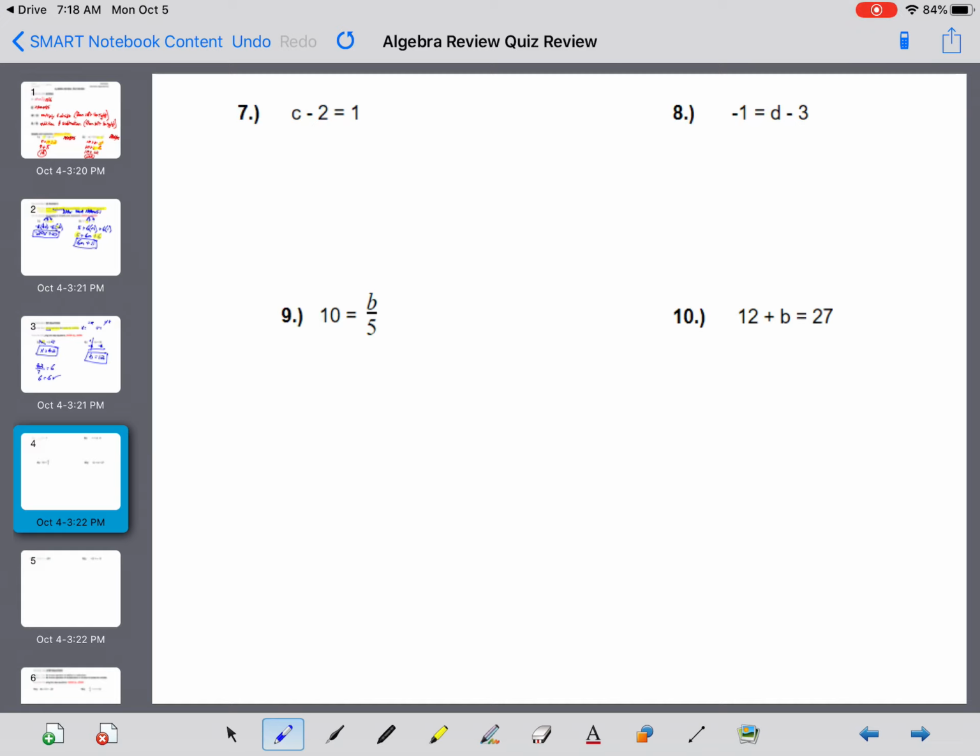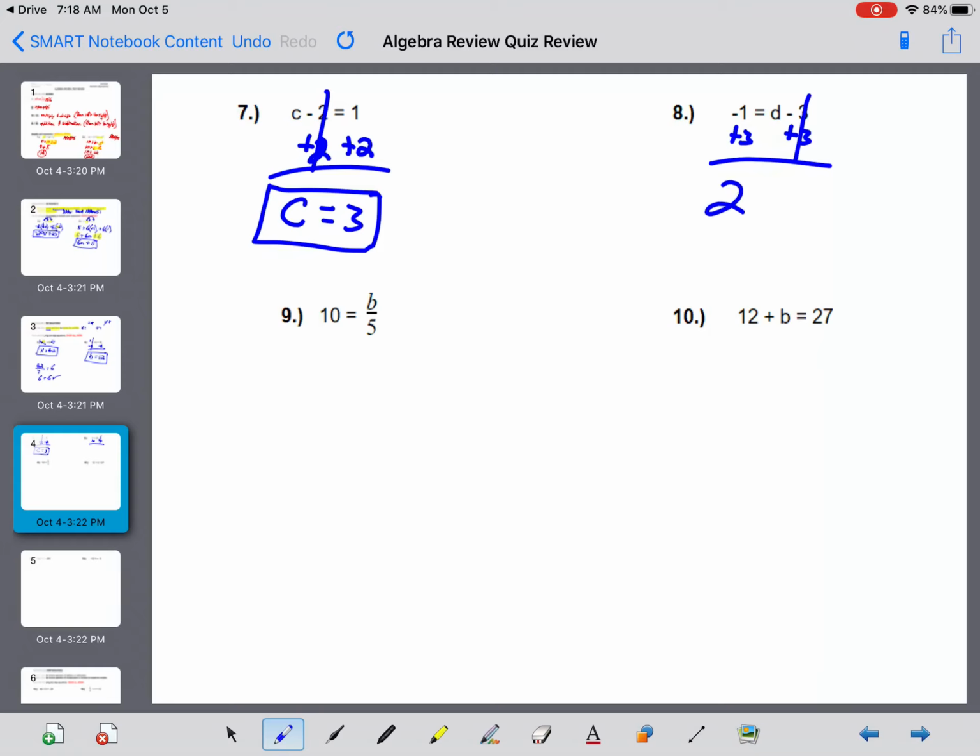Some more practice here. C minus 2 equals 1. You're going to add 2 to both sides. 2's cancel. C equals 3. Negative 1 equals d minus 3. Well, you want to isolate the variable. Add 3 to both sides. Negative 1 plus 3 is 2. 2 equals d. The variable is isolated.